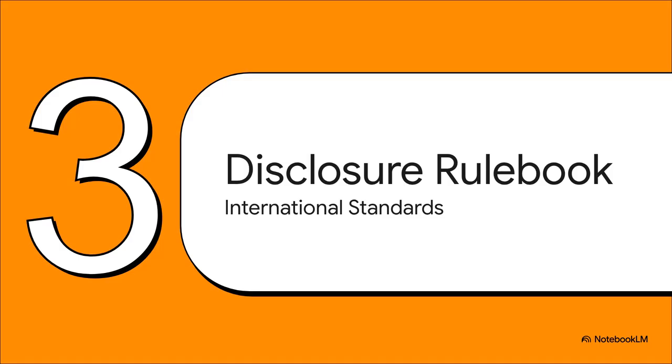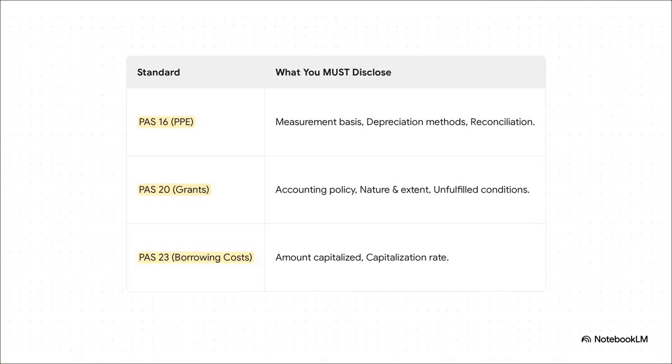Okay, so we've recorded the asset and we've figured out the financing. But accounting isn't just about making journal entries in secret. It's about communicating. It's about telling the story of the company. So what exactly do we have to disclose to the whole world? Think of this as your disclosure cheat sheet. These are the details you absolutely must include in the notes to the financial statements.